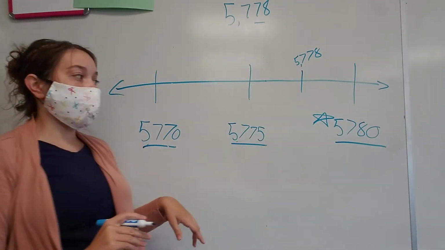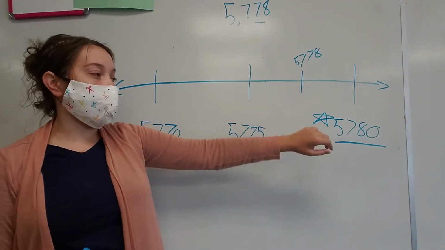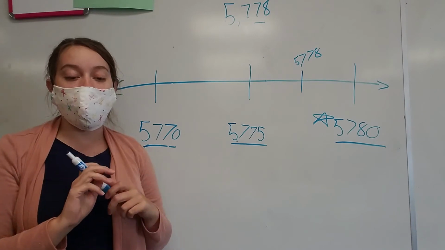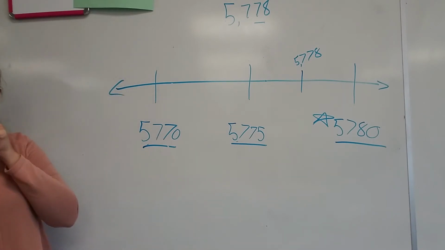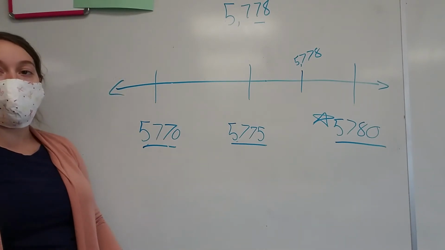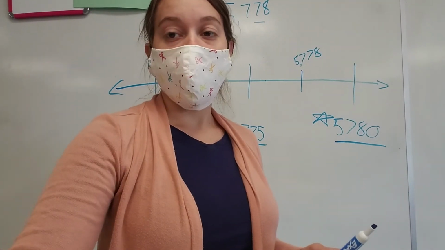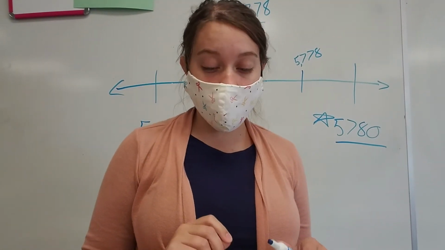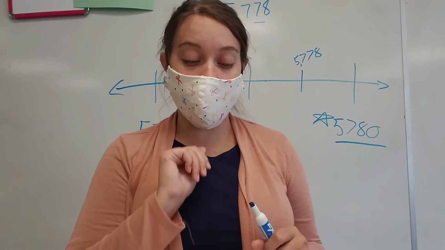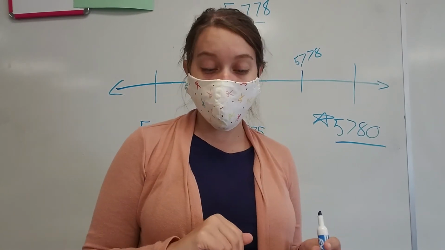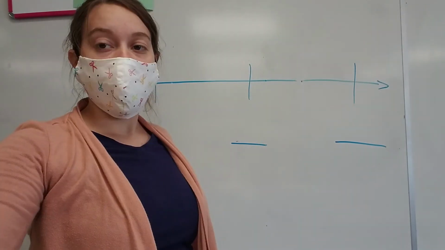Am I closer to 5,780 or 5,770? 5,780. So you need to write that 5,780 on that top line where it says rounded number. Take a minute and do that. Make sure your line is complete. All right, I want you guys to do number 3 on your own. I want you to try it. And then we are going to see what we got as our rounded number, okay?